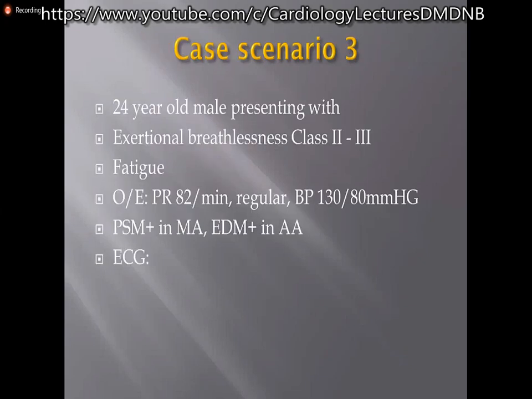So case 3 scenario, a 24-year-old male presenting with class 2 symptoms. Heart rate 82 and BP 130/80, and there was a pansystolic murmur over the apex and an early diastolic murmur. That was not really a long EDM, just in early diastole, and ECG was not remarkable. And symptoms in the form of fatigue, breathlessness, and the background of mitral regurgitation and aortic regurgitation.